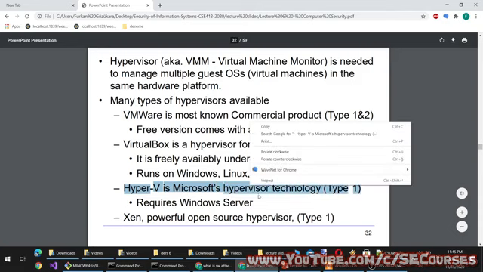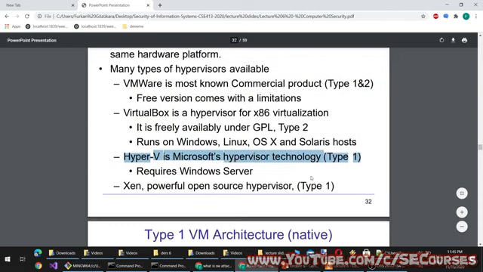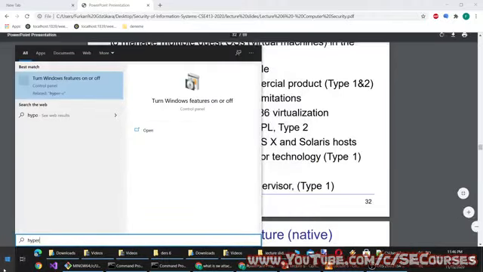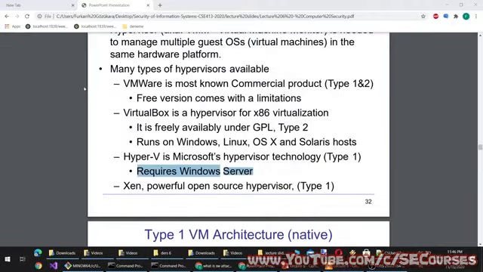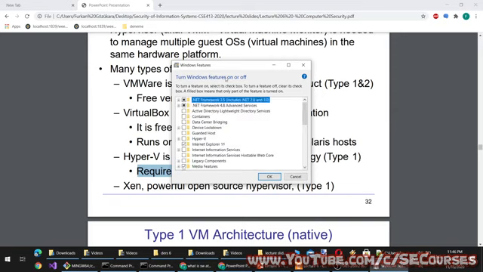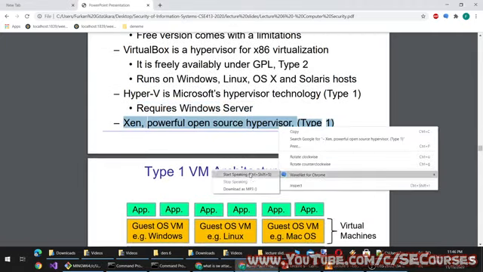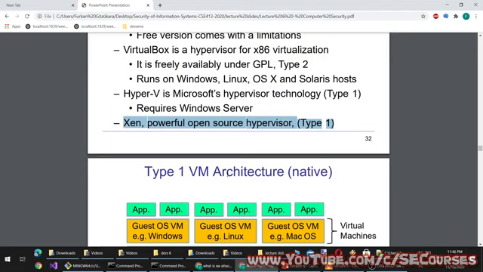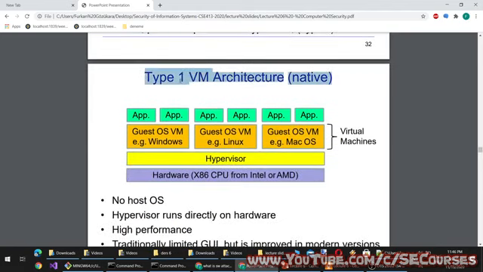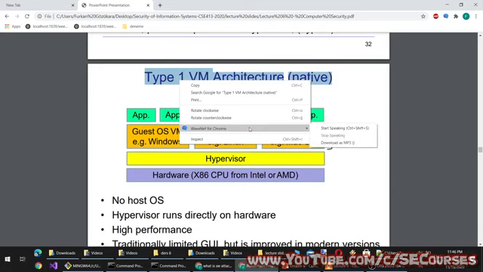And Hyper-V. Hyper-V is Microsoft's hypervisor technology, Type 1. But it requires Windows Server. I think it is also available in Windows 10. Let's check it out in Turn Windows Features, and yes, on Windows 10 there is also the Hyper-V platform. Xen, a powerful open source hypervisor, Type 1. Okay, so type 1 is also called native.